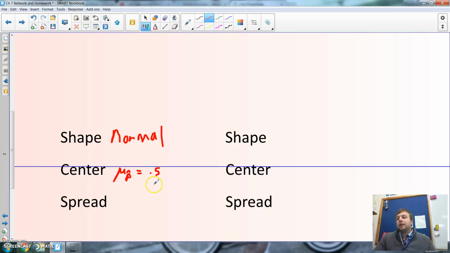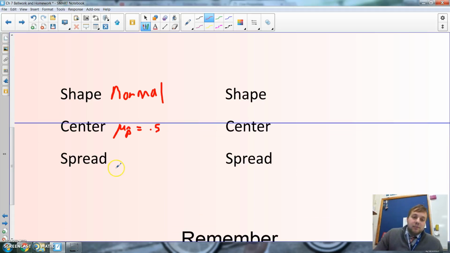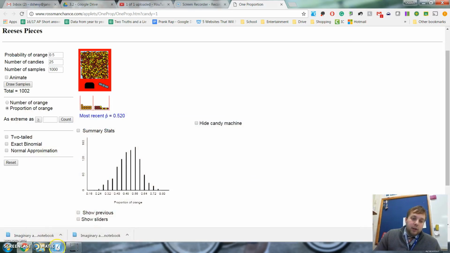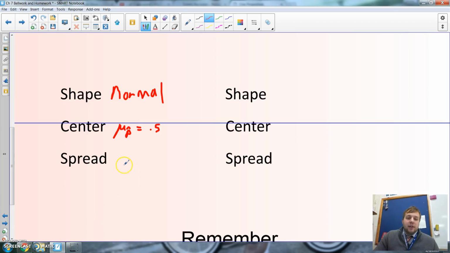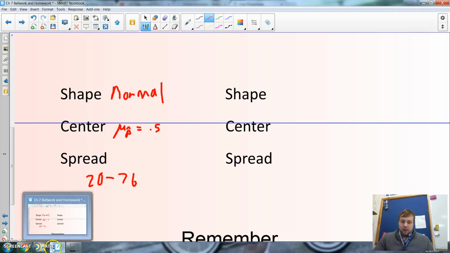Okay, and then my spread. What do you think? What does it look like? My spread goes from about 20 to about 75, 76. So from 20 to 76. Now, normally I'd put a standard deviation in there, but we're just eyeballing it. So 20 to about 76. Like I said, I could put a standard deviation on there, but right now I'm just looking for a general gist. Can you see the pattern?